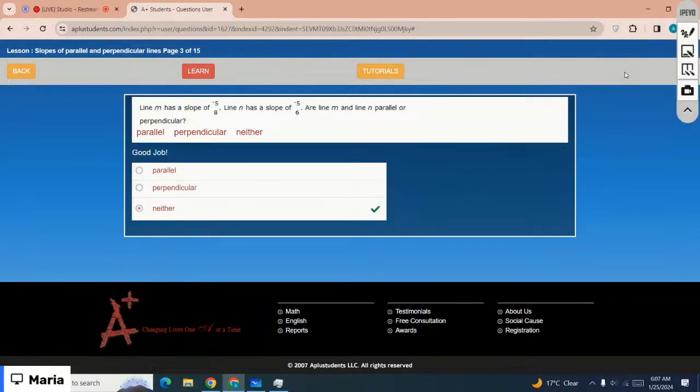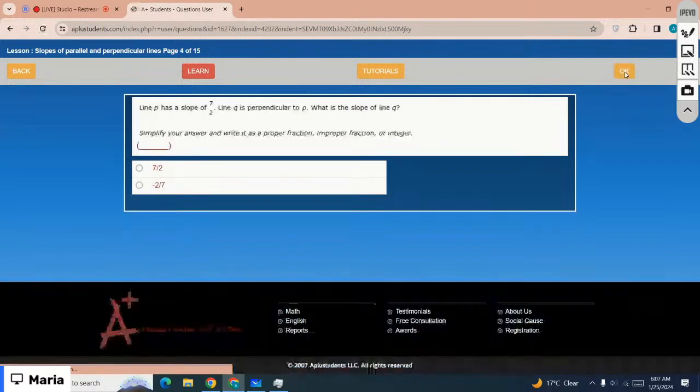Okay, the next one is line P has a slope of 7 over 2 and line Q is perpendicular to line P. What is the slope of line Q? So, which is the correct option? So, line P has slope 7 over 2. The lines are perpendicular, right?